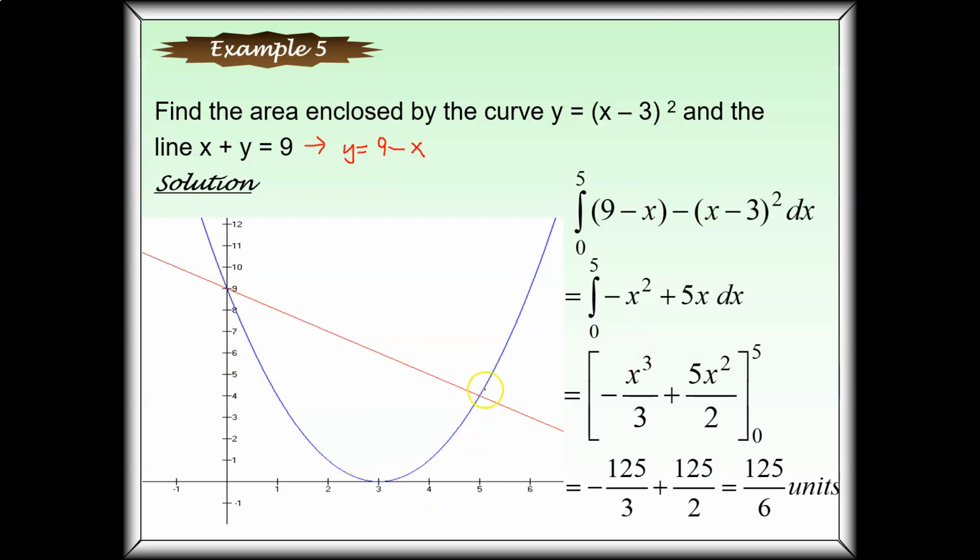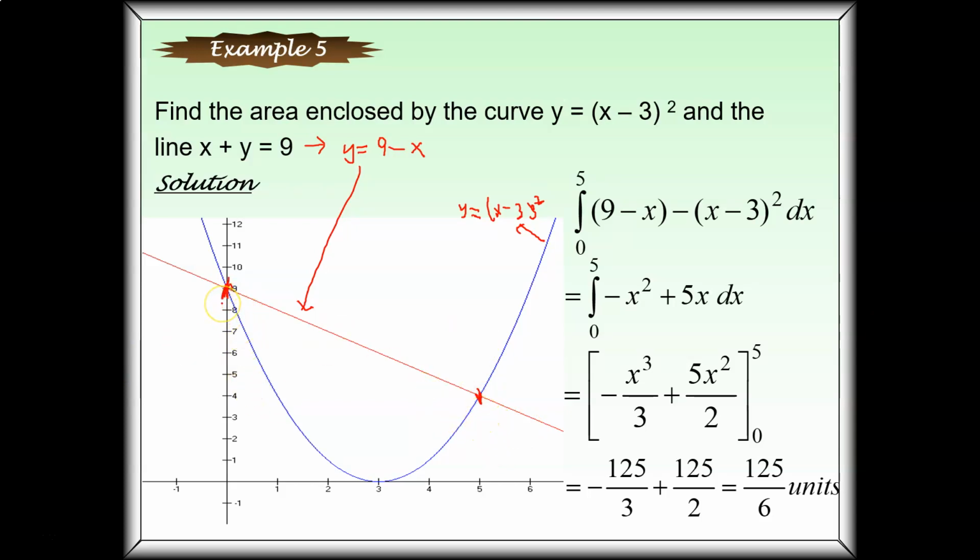So, this is the curve of y equal to, the blue line is y equal to x minus 3 to the power of 2. This is the blue line. And this is the straight line over here, y equal to 9 minus x, the sloping red one. So the integration, how do I find from 0 to 5? It is because of the intersection point here. There is an intersection, and there we know it starts from 0 until 5.